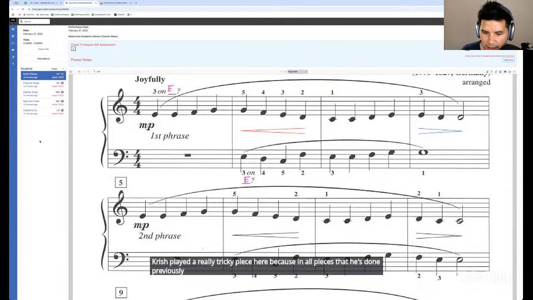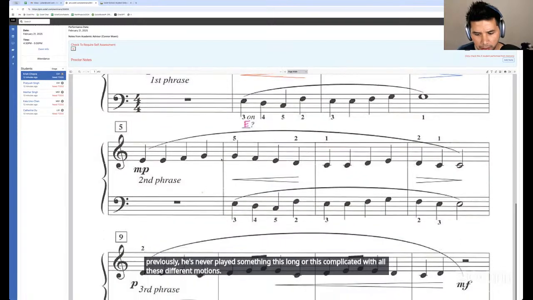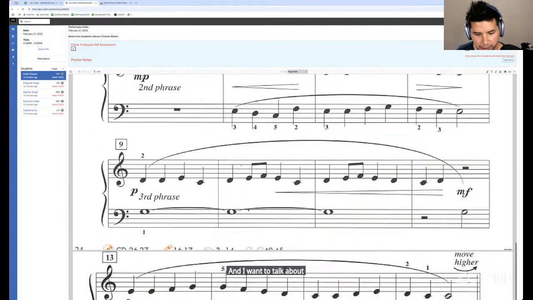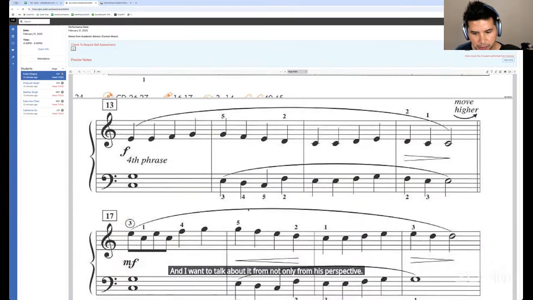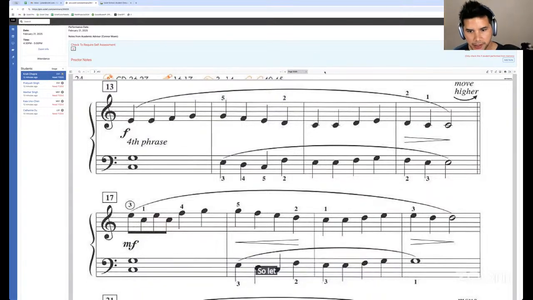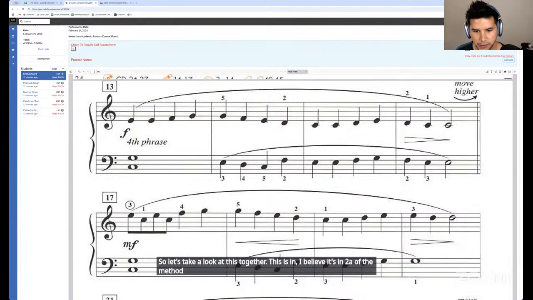played something this long or this complicated with all these different motions. And I want to talk about it not only from his perspective, but also something that you guys might see in the music. So let's take a look at this together. This is, I believe, in 2A of the method book. So they start to introduce this kind of thing.